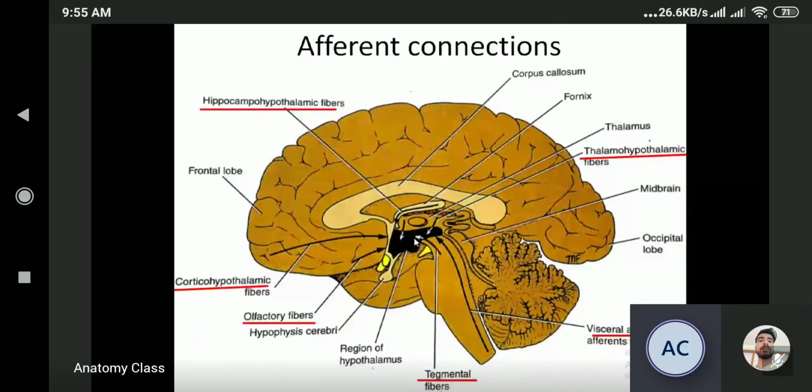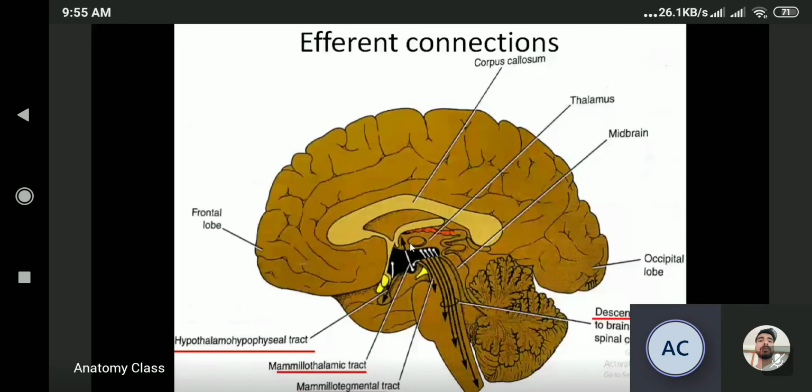These are some of the afferent connections of the hypothalamus. Similarly, the efferent connections of the hypothalamus: from the hypothalamus, it sends a number of fibers to different areas of the brain. Firstly, numbers of fibers descend down to the brainstem and spinal cord. Then the mammillotegmental tract, from the mammillary nuclei of the hypothalamus up to the tegmentum of the midbrain. The mammillothalamic tract, from the mammillary nuclei to the anterior nucleus of the thalamus.